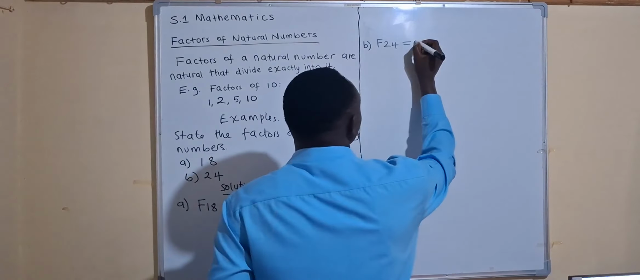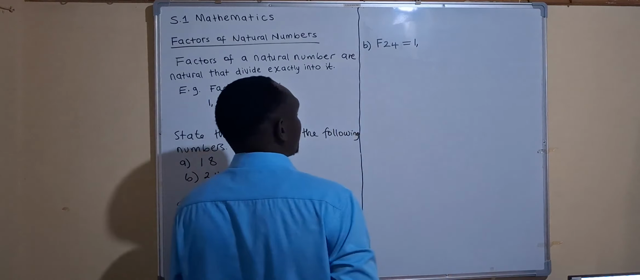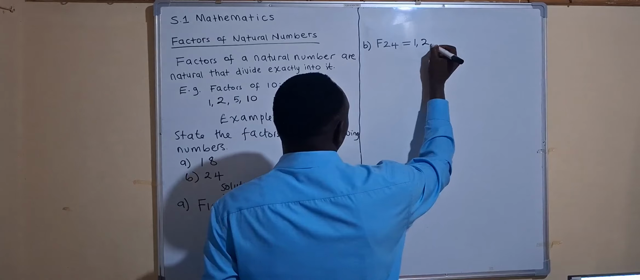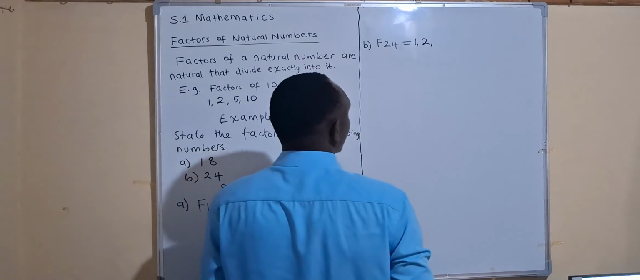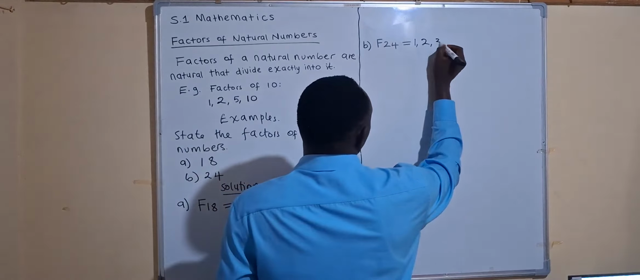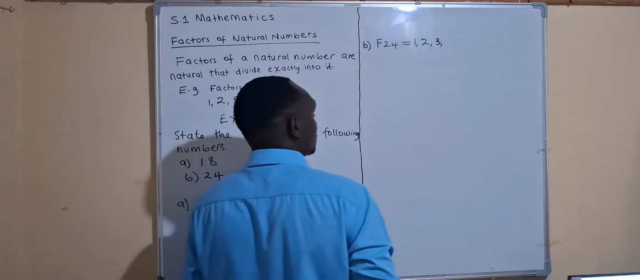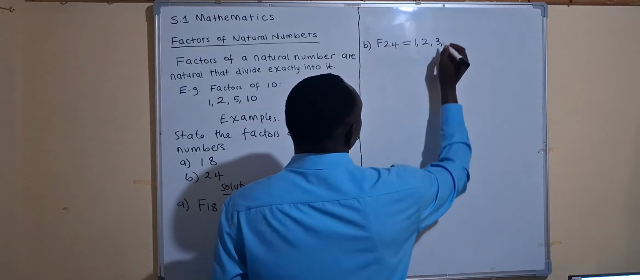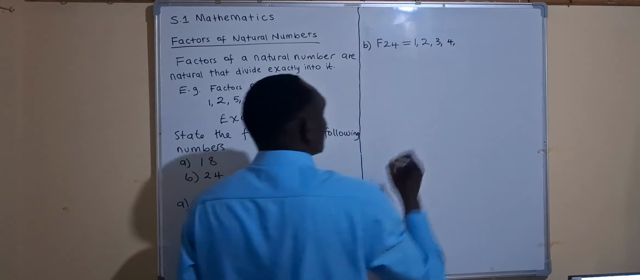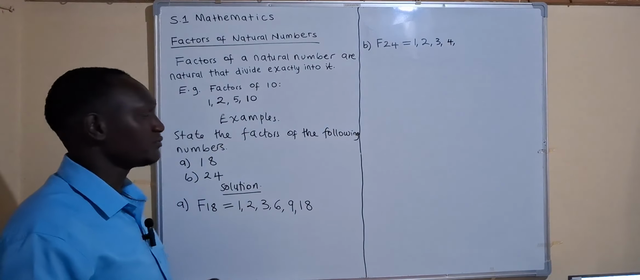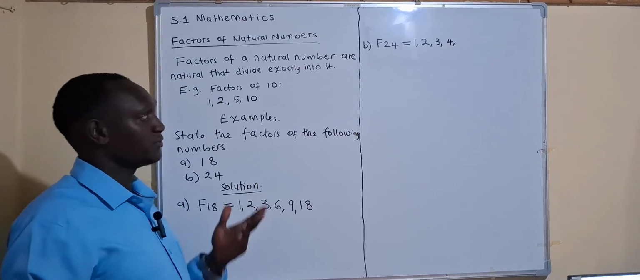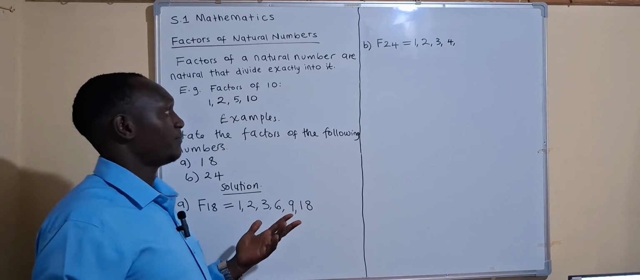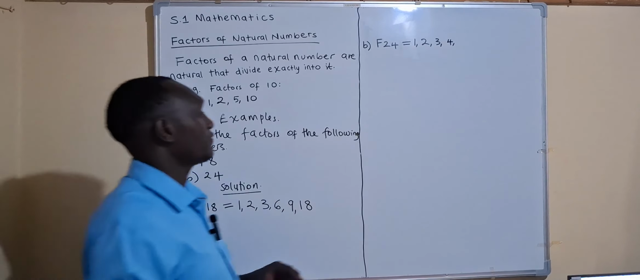24 divided by 1 is 24. 1 is a factor. 24 divided by 2, it gives us 12 and the remainder is 0. 2 is a factor. Divide by 3, it gives us 8 and the remainder is 0. So 3 is a factor. Divide by 4, that is 24 divided by 4, it gives us 6 and the remainder is 0. So 4 is a factor. 24 divided by 5 is not. If you press the calculator, it will give you like 4 point something, like 4.8. So 5 is not a factor.